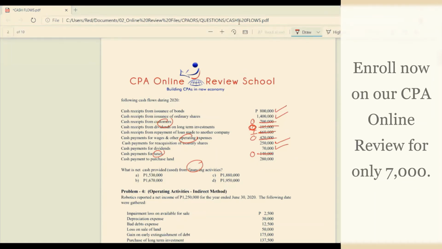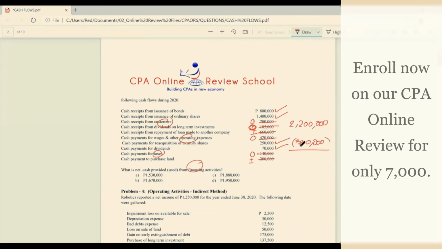Okay, so next naman, cash payment to purchase land. So to purchase land is a non-current asset. So therefore, investing ito. Okay, so doon lang tayo titingin sa financing. Ang cash receipts natin from financing is 800,000, 1,400,000 for a total of 2,200,000. Next naman, cash payments naman from financing activities. Andiyan si 250,000 and si 70,000. So for a total cash payment of 320,000.